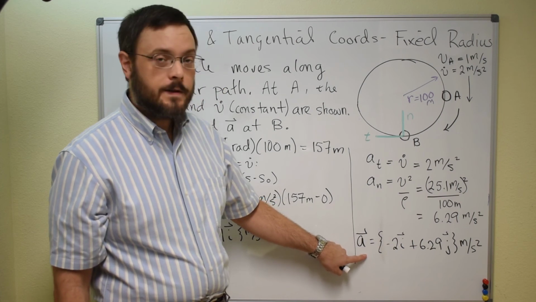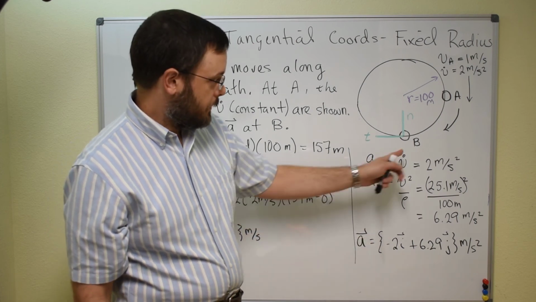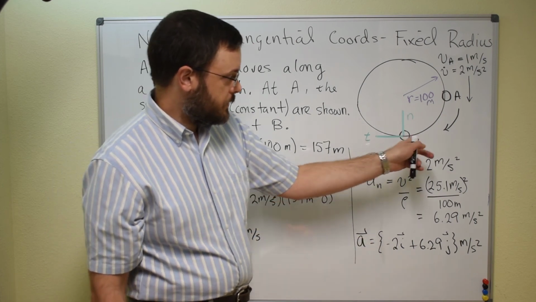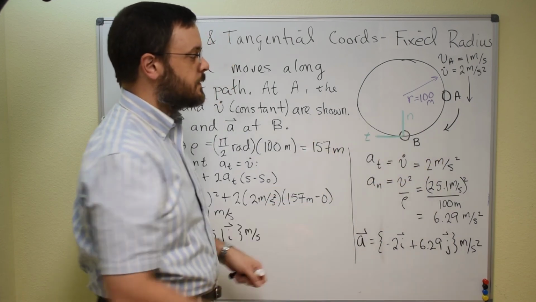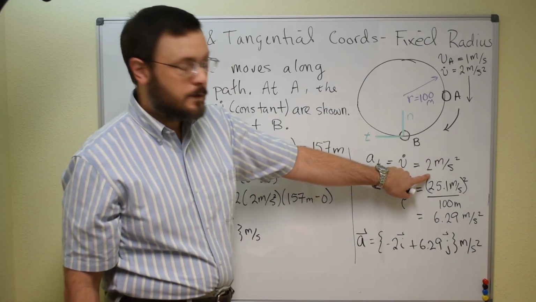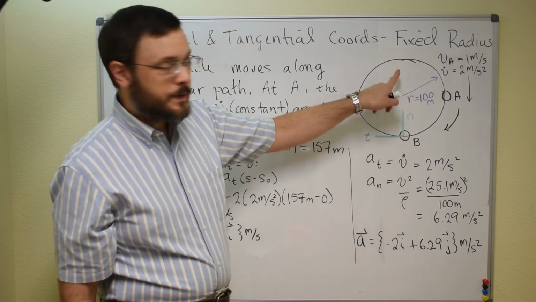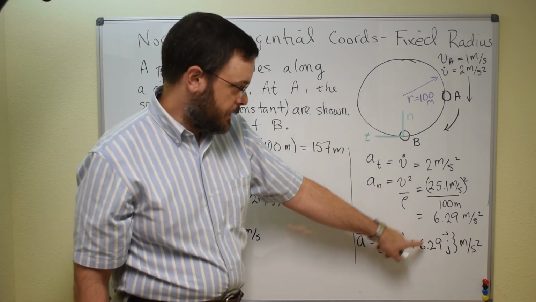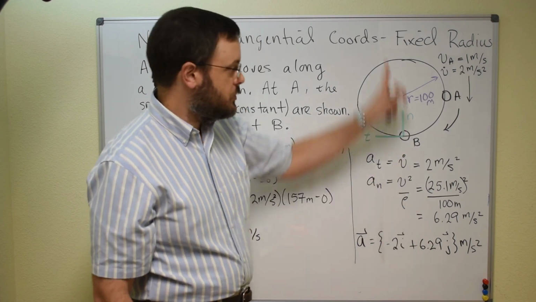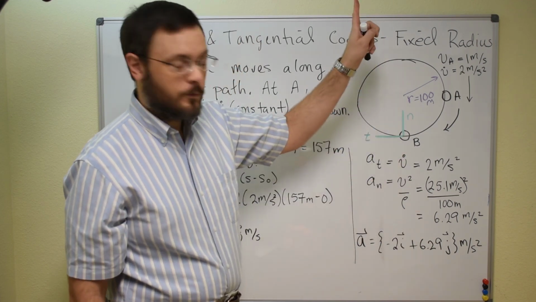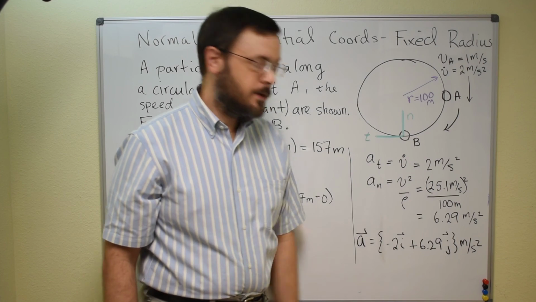And then our acceleration will be looking at the tangential and normal components. Tangential is going in this direction, so it'll be minus 2i, and then the normal is going in this direction, so it'll be plus 6.29j because we're going in the positive y direction, and units will be meters per second squared.